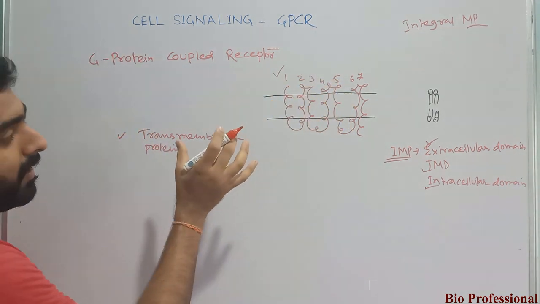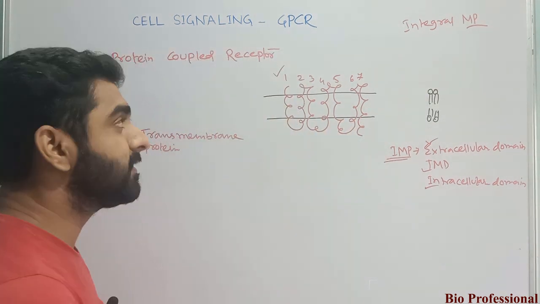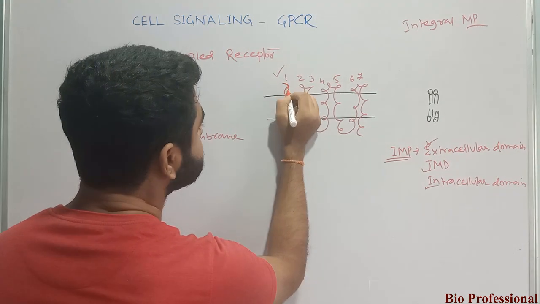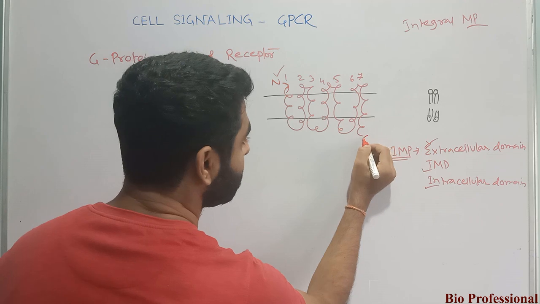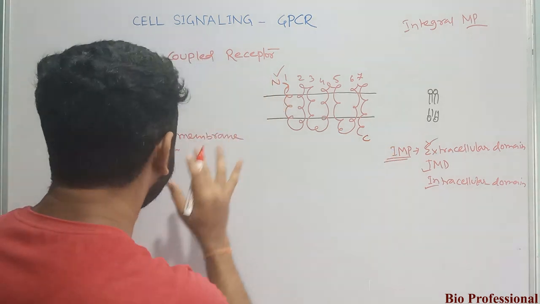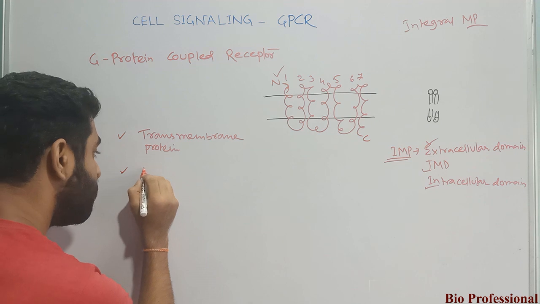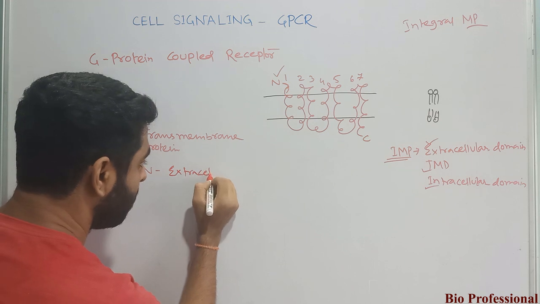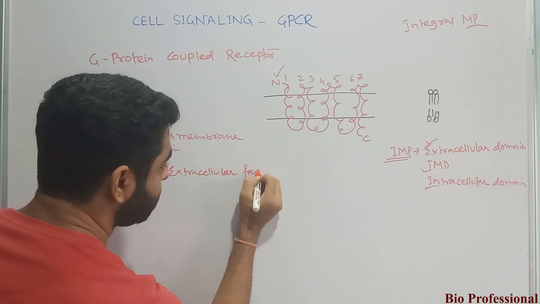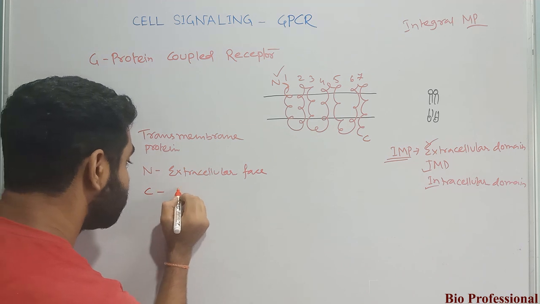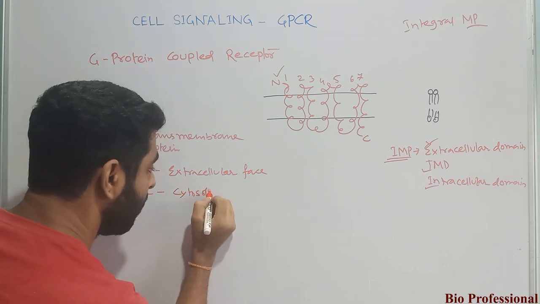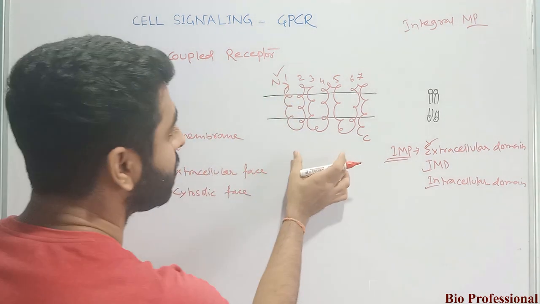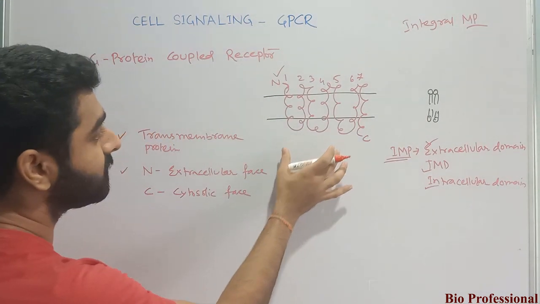Now the question is that this is basically a long chain of amino acids, right? This is the secondary structure of a polypeptide. Now, this is the amino terminal, and this is the carboxyl terminal. So we can write here that the amino terminal, N terminal, is present on the extracellular phase, and the carboxyl terminal is present on the cytosolic phase, right? These are the properties of the GPCR, G protein coupled receptor. Okay, we are discussing the receptor.